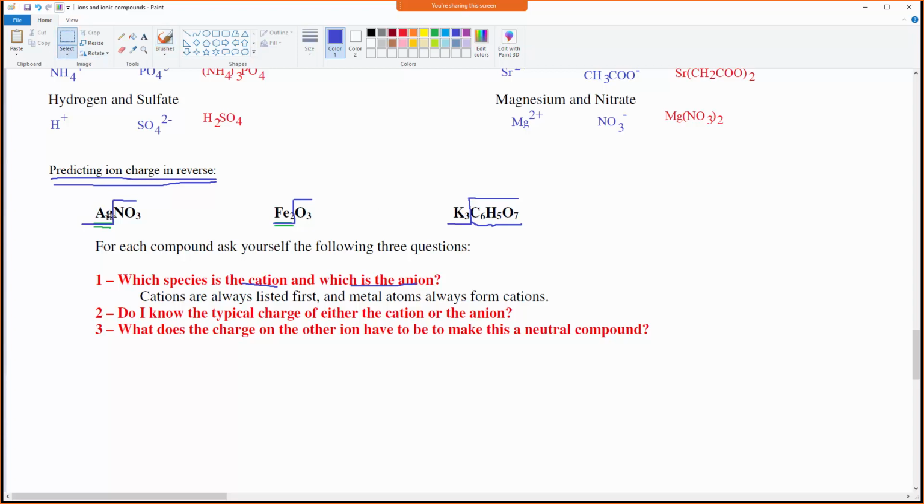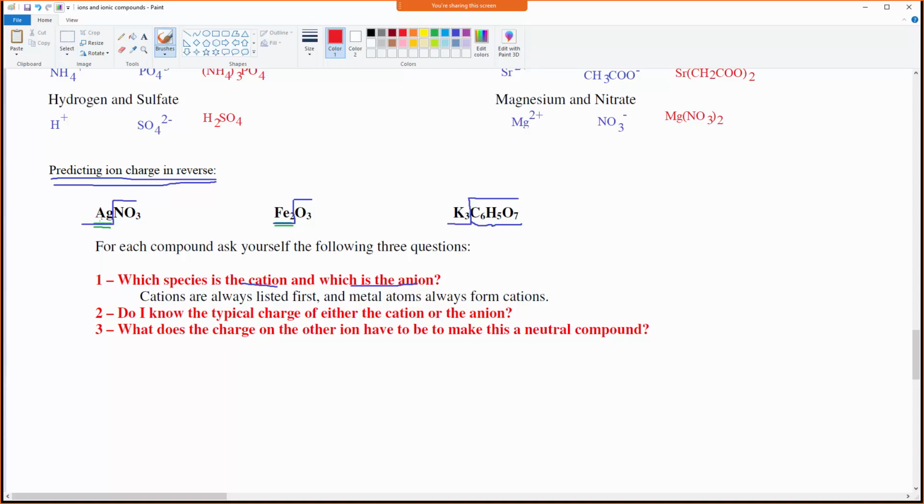Okay, good. Then, step 2, do I know the typical charge of either a cation or the anion? I just need to know one, because if I know one, I can use it to deduce the other. So for instance, I've got silver here, which is a transition metal, and I have this NO3 here, which looks like it's got more than one atom, and that makes it a polyatomic ion, right? So do I know the charge?